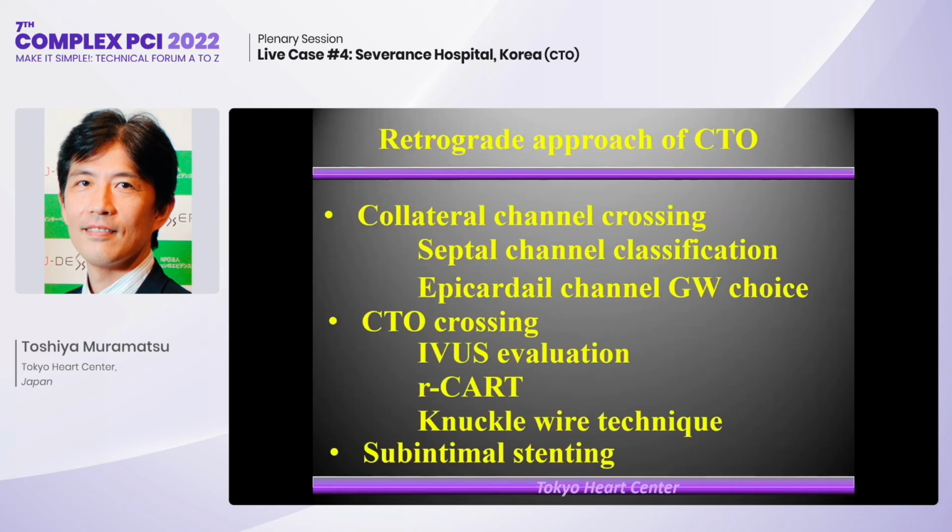This is the retrograde approach of the CTO. The issue is, first of all, the collateral channel crossing, and two channels were promoted, the septal channel and the epicardial channel. After that, we have to do the CTO crossing, CTO evaluation and reverse CART technique, and the knuckle wire technique is sometimes very useful. And finally, if the wire goes into the subintimal space, you have to do subintimal stenting.